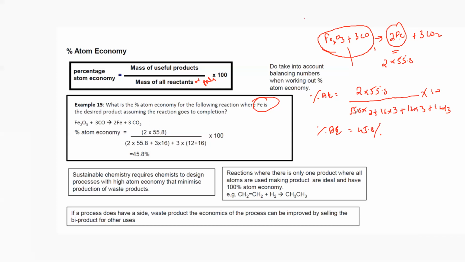So for percentage atom economy, we don't need any experimental data or theoretical data. What we have to do is just use the equation and check the mass from the equation of the desired product divided by the total mass of the reactant or product times 100. Is it clear? The percentage atom economy.